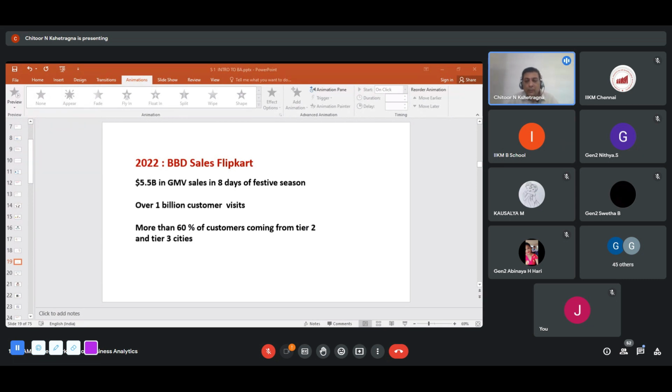Okay, so what can be the problems? 1 billion customers, 8 days, 5.8 billion sales, or rather almost $6 billion in sales in the dollar value, not in rupee value, means you have to multiply with another 80 rupees. So 5.8 into 80 rupees in rupee terms, right? And that's the size of the market only for Flipkart, 8 days. So, what can be the nightmare for Flipkart?